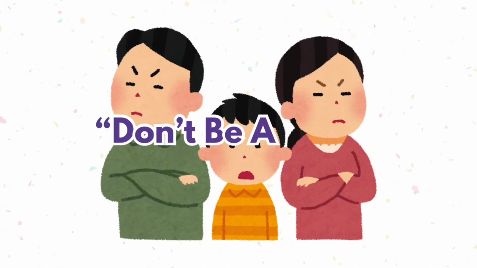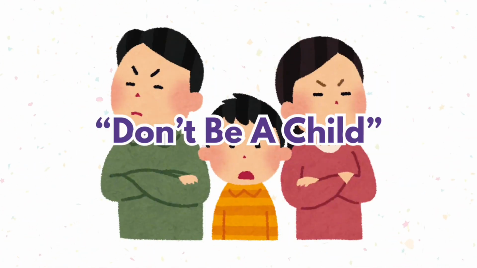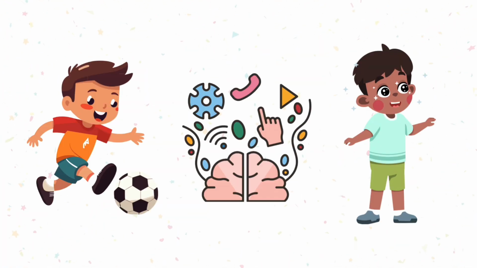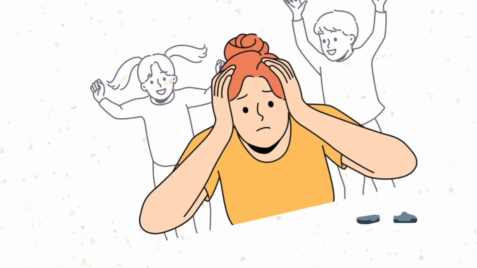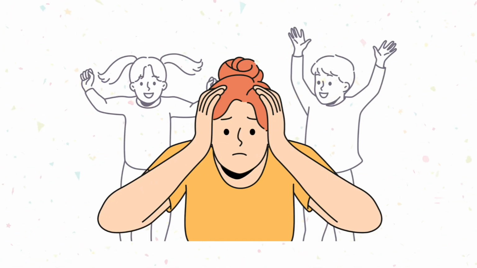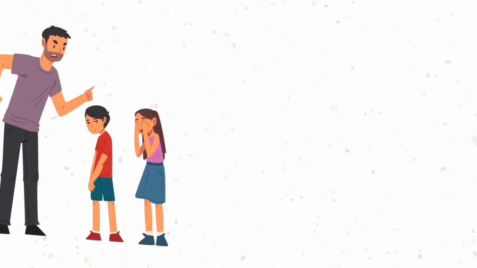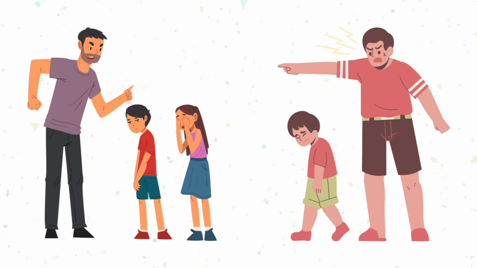Then we have the "don't be a child" injunction. This message discourages the child from engaging in typical childlike behaviors, such as playing, expressing emotions, or needing attention. It often occurs in families where parents are overwhelmed or unable to deal with the demands of parenting. An example of this would be a child who hears "stop acting like a baby" every time they cry, even though they are a baby.